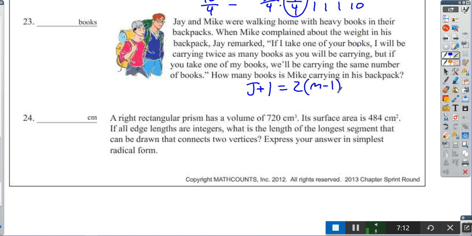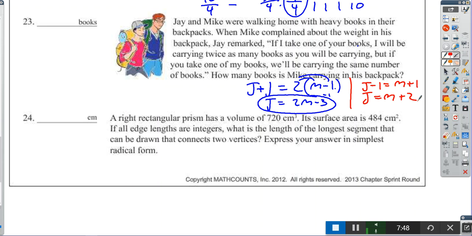Well, let's do some math magic with this. We get J plus 1 equals 2m minus 2, subtract 1, and negative 2 minus 1 is negative 3. So J is equal to 2m minus 3. Then for the second half, he says, if you take one of my books, we'll have the same amount. So that means J minus 1 would equal m plus 1. Okay, well, that means J would equal m plus 2.